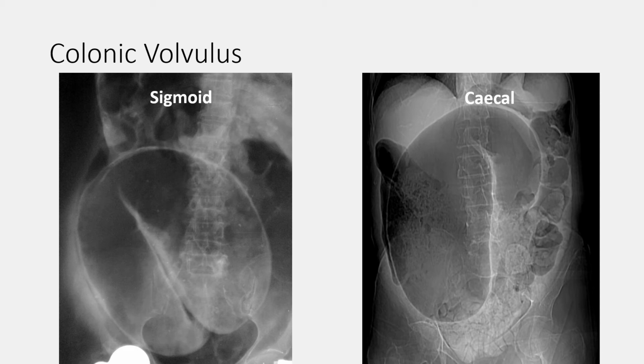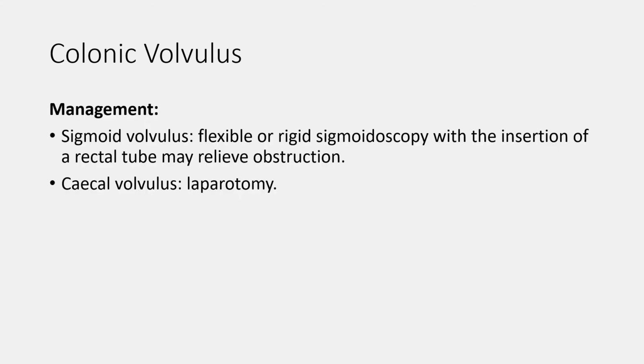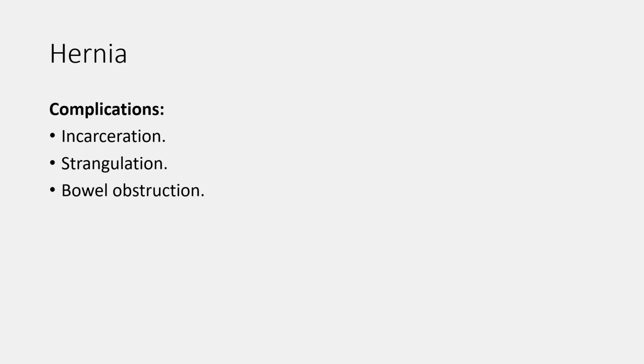For management, for sigmoid volvulus, flexible or rigid sigmoidoscopy with the insertion of a rectal tube may relieve the obstruction. The rectal tube is fixed and left in situ for 24 hours. For caecal volvulus, laparotomy is the primary treatment. The complications of volvulus are those of bowel obstruction in general.